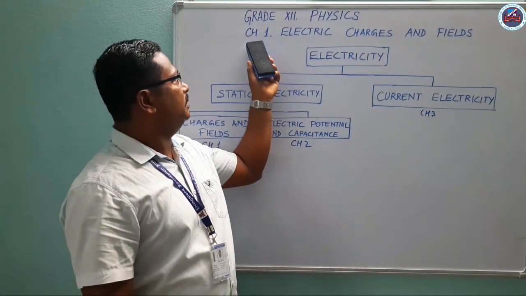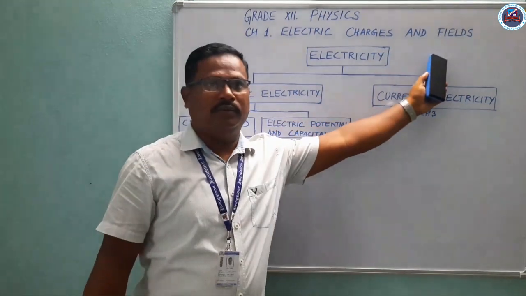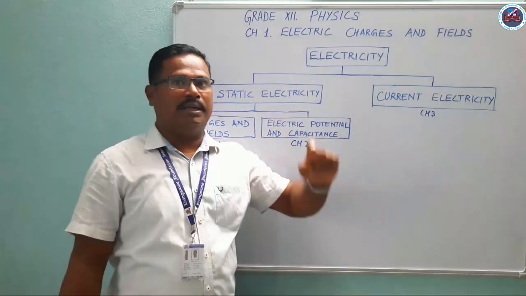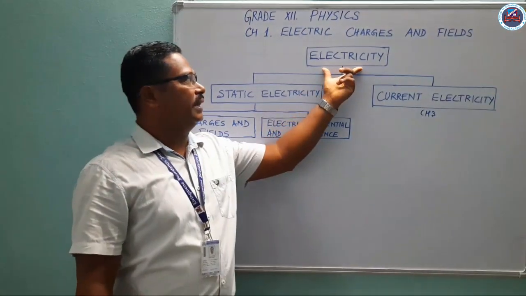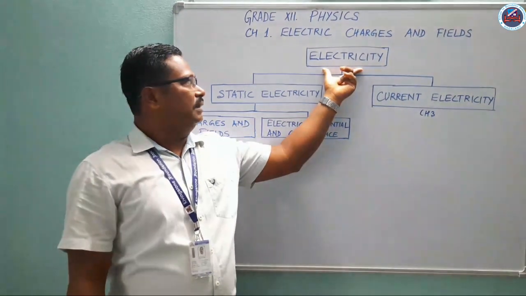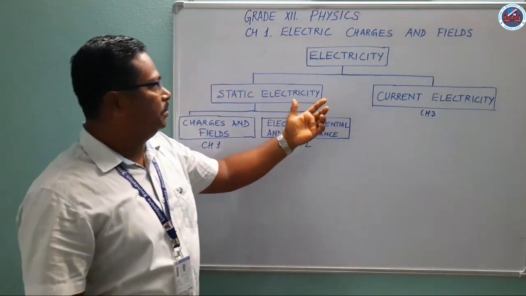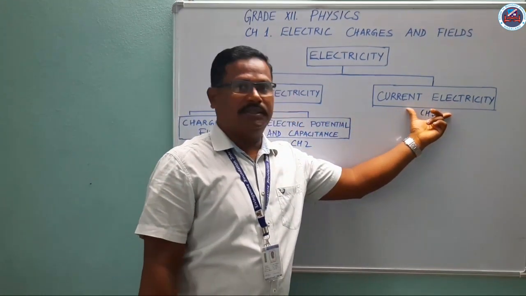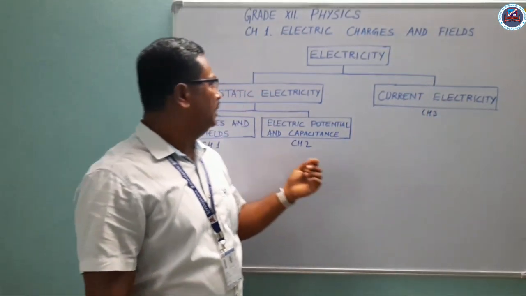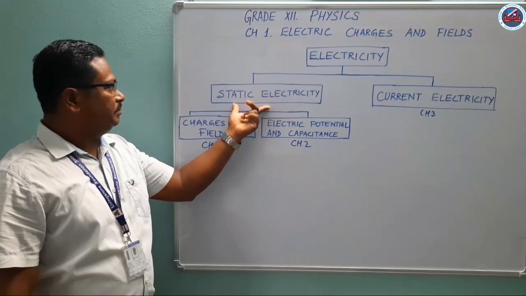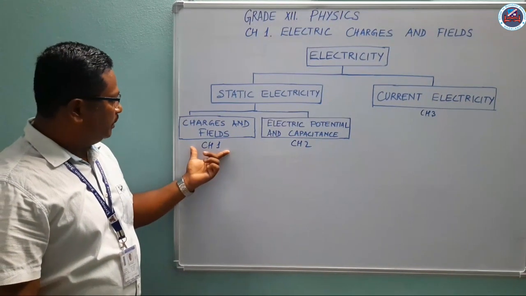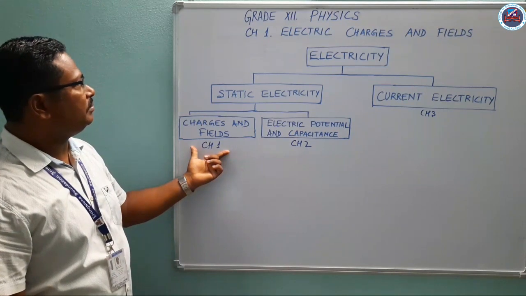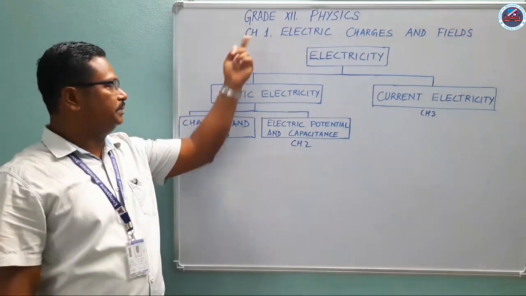Today, I will be discussing electric charges and fields. This topic is taken from a branch of physics called electricity. Electricity is basically divided into two groups: static electricity and current electricity. These are the two branches. In static electricity, the first chapter, electric charges and fields, comes under this. That is given as chapter 1 in your textbook.